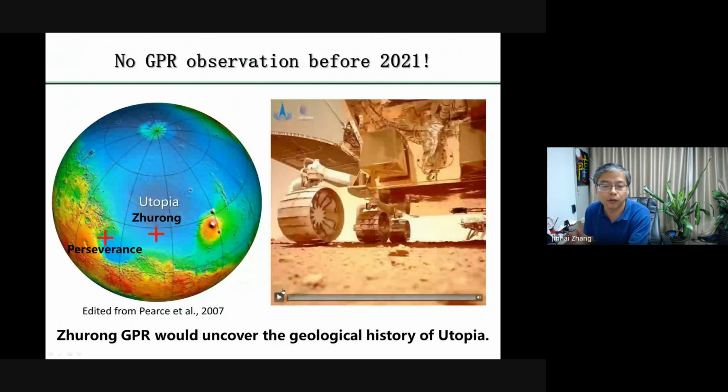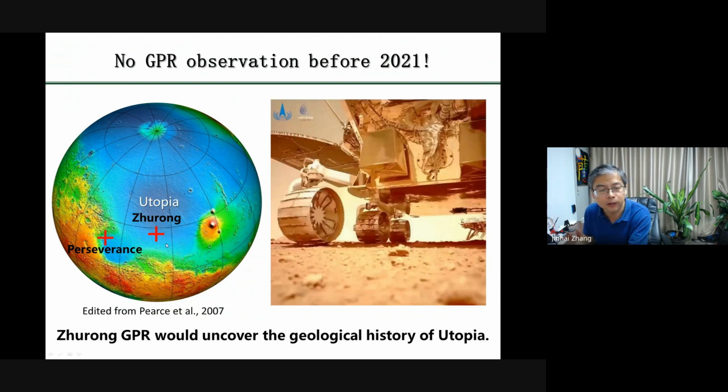So this is another exploration, on Mars, from Zhurong. Also, as we mentioned before, the Perseverance also has rover GPR data in the Jezero crater. Here we only mention Utopia Planitia, explored by the Zhurong rover.